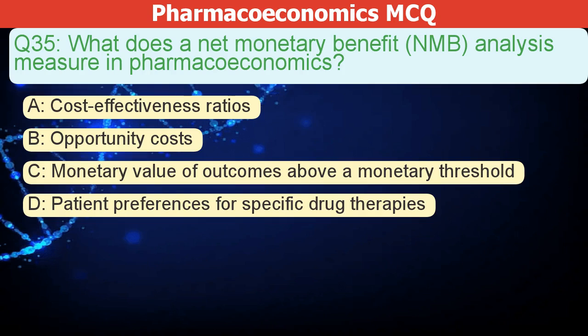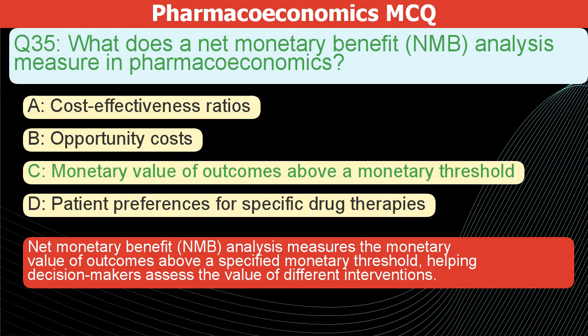What does a net monetary benefit, or NMB, analysis measure in pharmacoeconomics? A. Cost-effectiveness ratios. B. Opportunity costs. C. Monetary value of outcomes above a monetary threshold. D. Patient preferences for specific drug therapies. The correct answer is C. Net monetary benefit, or NMB, analysis measures the monetary value of outcomes above a specified threshold. This helps decision makers assess the value of different interventions.